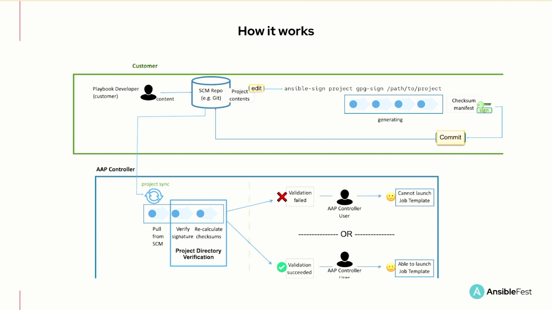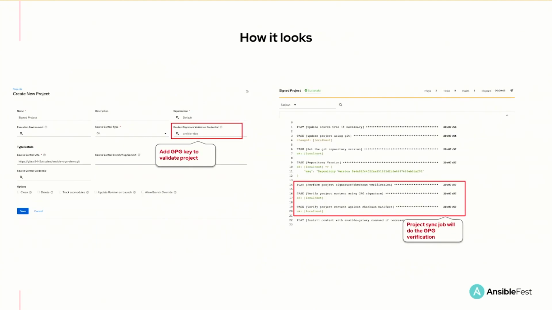And then you sync that. As a playbook developer, basically you push that to your SCM repo. I talked about all these steps. Then you do a project sync. The project sync will verify the signature and recalculate the checksums, checking if the files are not tampered with. If the validation fails, you cannot launch the job template. If the validation is successful, you'll be able to launch the job template. Again, this is an optional step, but if you provide Automation Controller or Ansible Tower with the public key, it will try to do the verification and then fail or pass based on what's in your project, or whether the signatures and the checksums are valid or not.